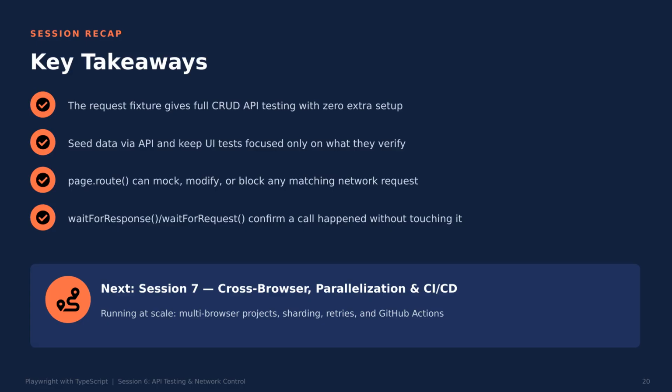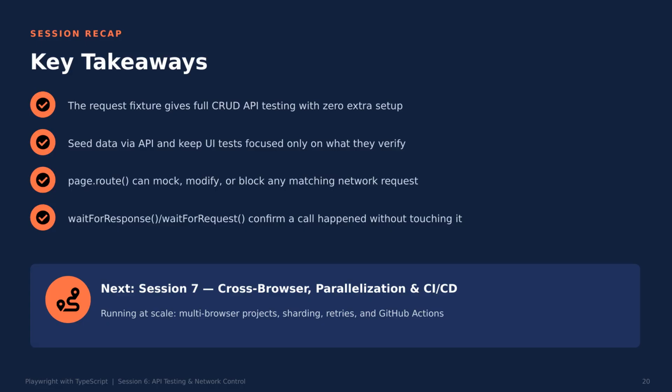Let's recap. Four things. The request fixture gives you full create, read, update, delete API testing with zero extra setup required. Seed data through the API and keep your UI tests focused only on what they're actually meant to verify. Page.route can mock, modify, or block any matching network request. And waitForResponse or waitForRequest confirm that a call happened without touching or altering it in any way.